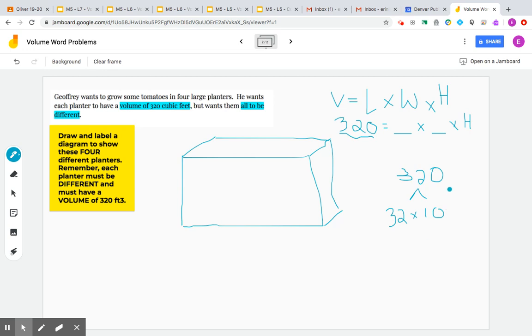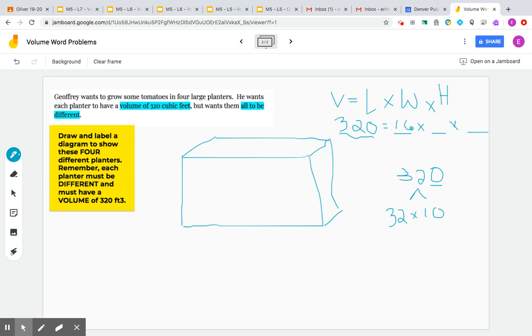I know that it has to be a multiple of 5 because it ends in a 0. I know it is an even number, so it could be divisible by 2. So we're going to try to figure out what I can multiply things by in order to make 320. I'm first going to start with this. If we take 320, the volume, and we split it into 32 times 10, I can say the length is going to be 10.